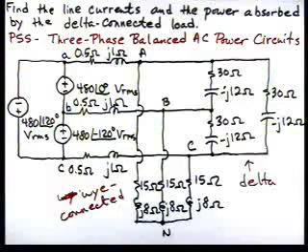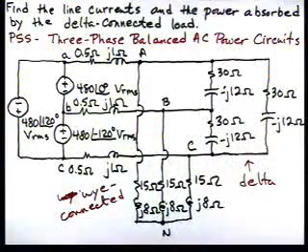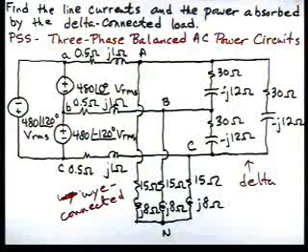Now, note that this is a balanced circuit. In the delta, each leg of the delta has the same impedance. The same is true for this load, and the line impedance is the same in each phase. Since it's a balanced circuit, we can use our problem solving strategy entitled 3-phase balanced AC power circuits. The first step there is to convert everything over to a Y.